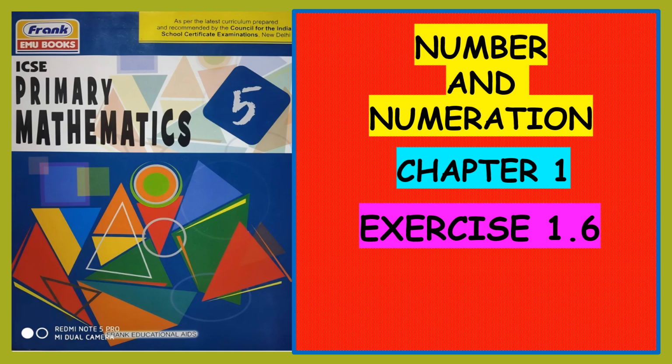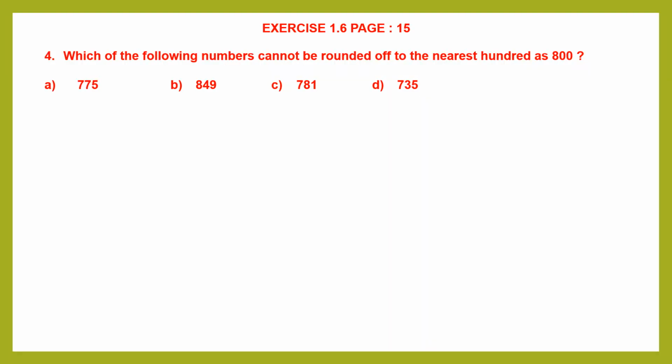Let's do number and numeration, chapter 1, exercise 1.6. Page number 15, we are doing question 4. Which of the following numbers cannot be rounded off to the nearest hundred as 800? Now all these numbers that are given to us here can be rounded off to the nearest hundred, but one of the answers will not be 800. So we are asked which number is it that cannot be rounded off to the nearest hundred as 800.